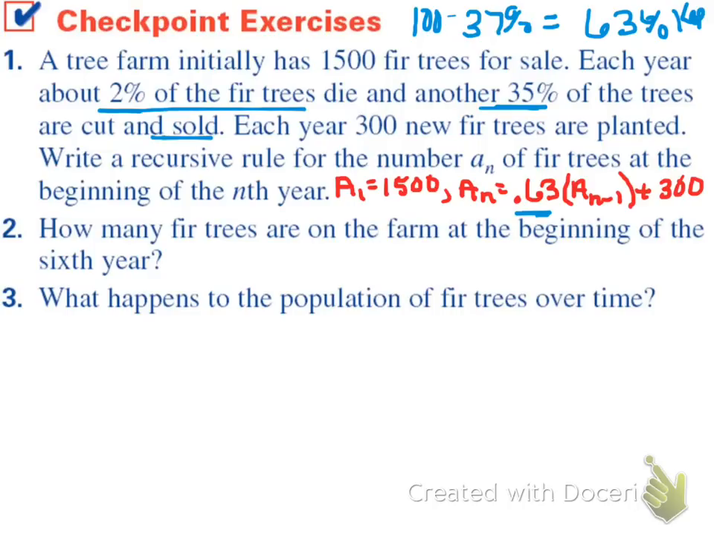Alright, pause the video, give part 2 a try. In part 2, you want to know how many fir trees are on the farm at the beginning of the 6th year. So you'd want to take your calculator and use the recursive rule, find at the beginning of the 2nd year, the 3rd year, the 4th year, and so on. What you should have found was that at the beginning of the 6th year, there were 897 trees.